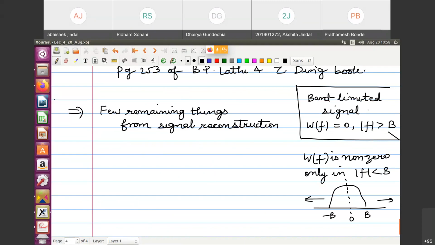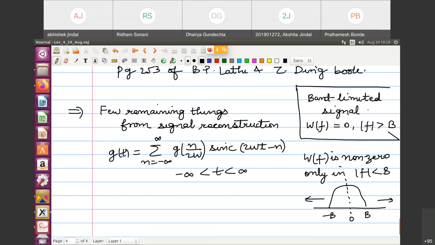So we derived, if you remember, let me write it. What did we do? We found out that g of t is simply the summation, n equal to minus infinity to infinity, g of n by 2W times sinc of (2W t minus n). We derived it through some analytical expressions, so you can refer to lecture 2. The PDF file contains this, as well as the reference which I have given. But we never said how you are really going to generate g(t), how this series can be generated. So now we will be discussing a few things about that.